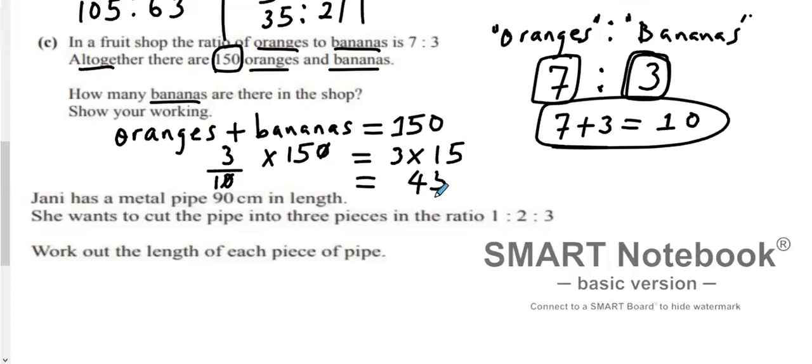Now, this 45 belongs to how many bananas? So we say we have 45 bananas. See? I hope that helps quickly.